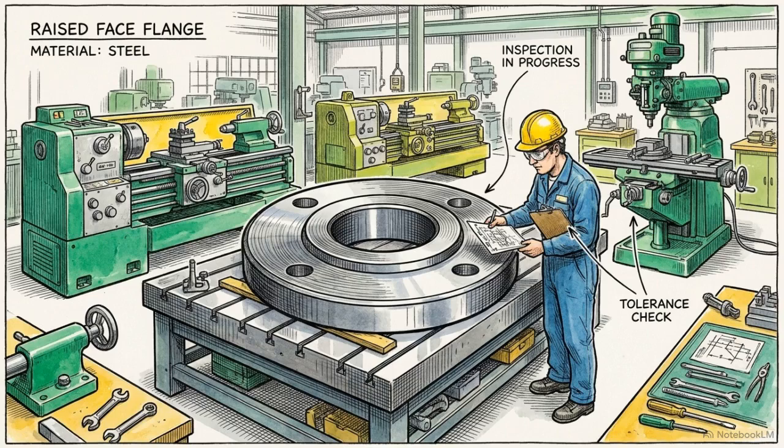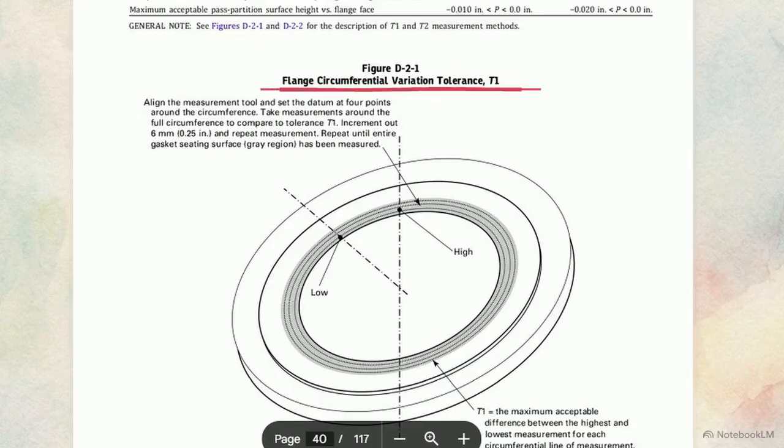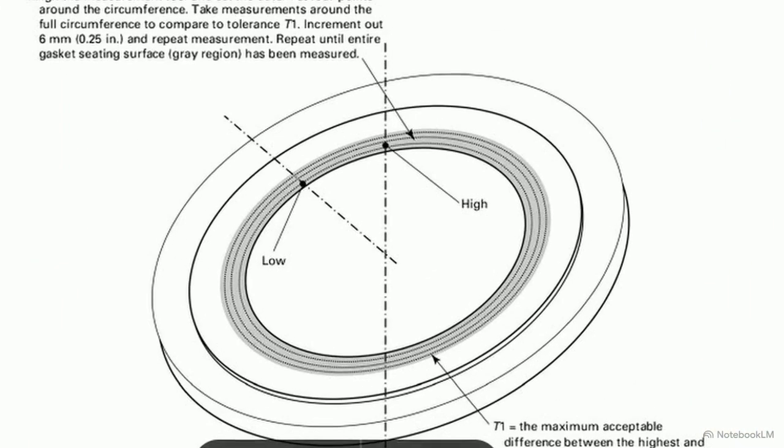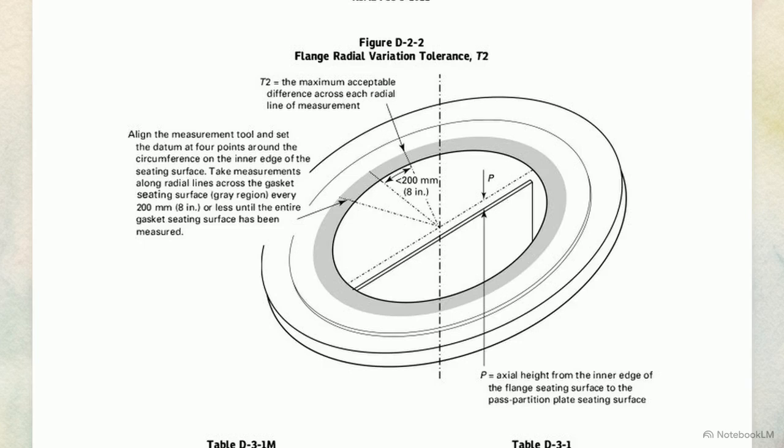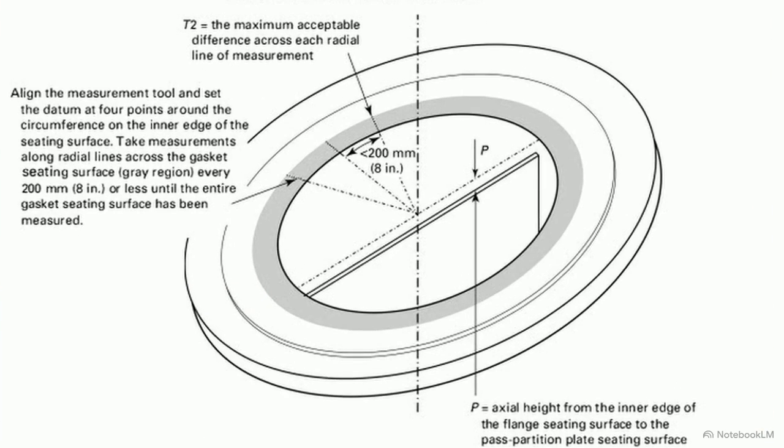Before analyzing localized microscratches, the very first step of a flange inspection is establishing the baseline macro flatness of the surface. Looking at figure D21, we start with the T1 measurement. This defines the acceptable variation in circumferential flatness along the seating surface. Inspectors take sweeping dial measurements around the entire circumference of the flange to identify the highest and lowest points. Next, figure D22 details the T2 measurement. This tracks the radial variation moving straight across the surface of the flange face. Checking T2 requires taking measurements along multiple radial lines, spaced every 200 millimeters or less around the full circumference.